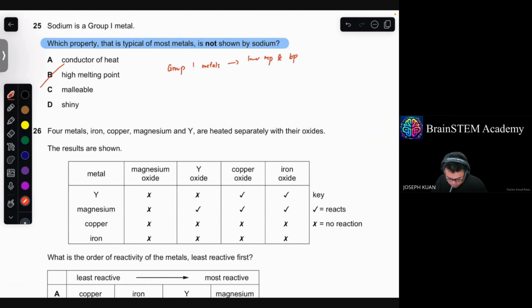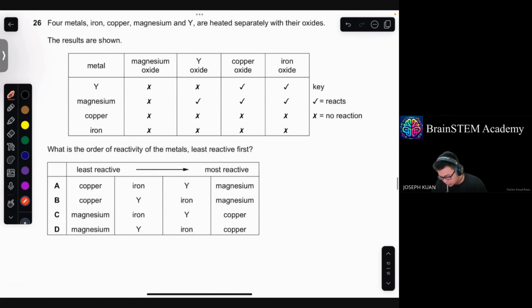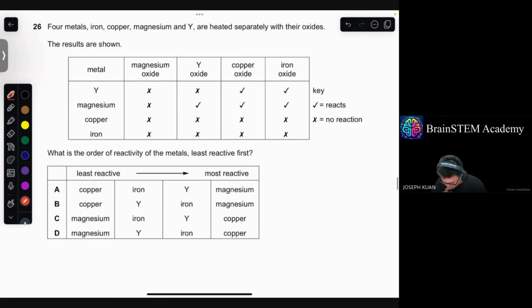Moving on to number 26. Four metals, iron, copper, magnesium, and Y, are heated separately with their oxides. The results are shown. What is the order of reactivity of the metals, least reactive first?